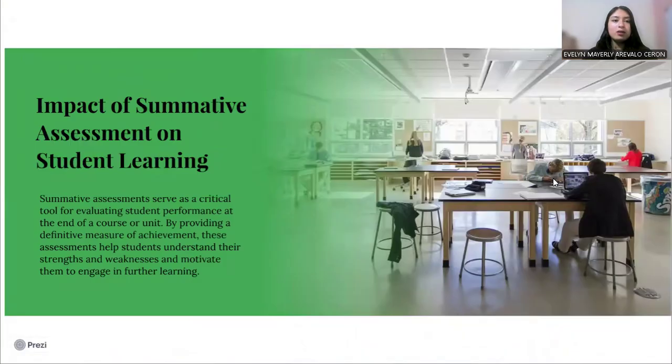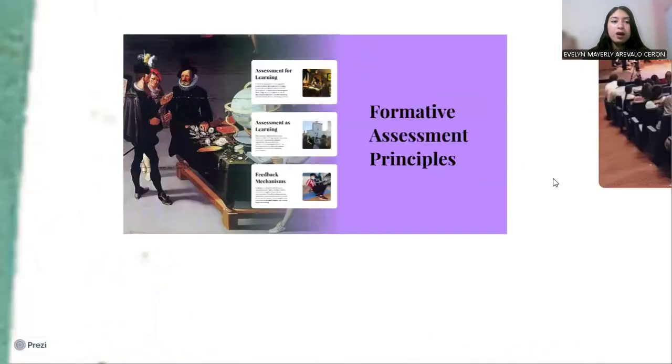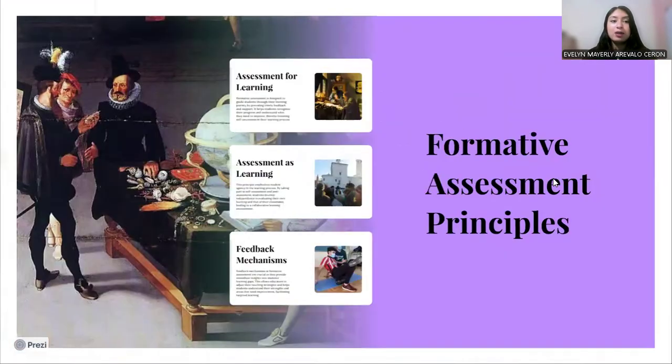Summative assessment has a strong impact on students' learning because it increases motivation, confidence, and awareness of their progress. Also, students use their results to make decisions, prepare better for future activities, and understand their strengths and weaknesses. On the other hand, we have formative assessment principles.